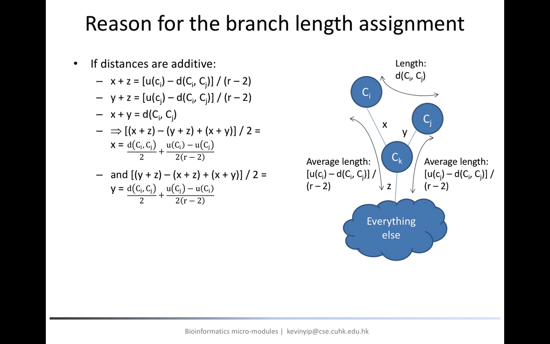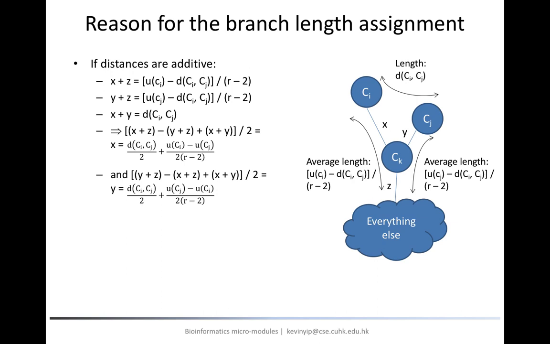Now, let's go back to understand how the complicated formulas for branch lengths and cluster distances are derived. Suppose we want to merge clusters Ci and Cj, and we will connect them to a new node called Ck, which is in turn connected to everything else. We want to determine three values, namely the distance between Ci and Ck, denoted by x, the distance between Cj and Ck, denoted by y, and the distance between this new cluster to everything else on average, denoted by z. We want to set up equations to solve the values of these three variables.